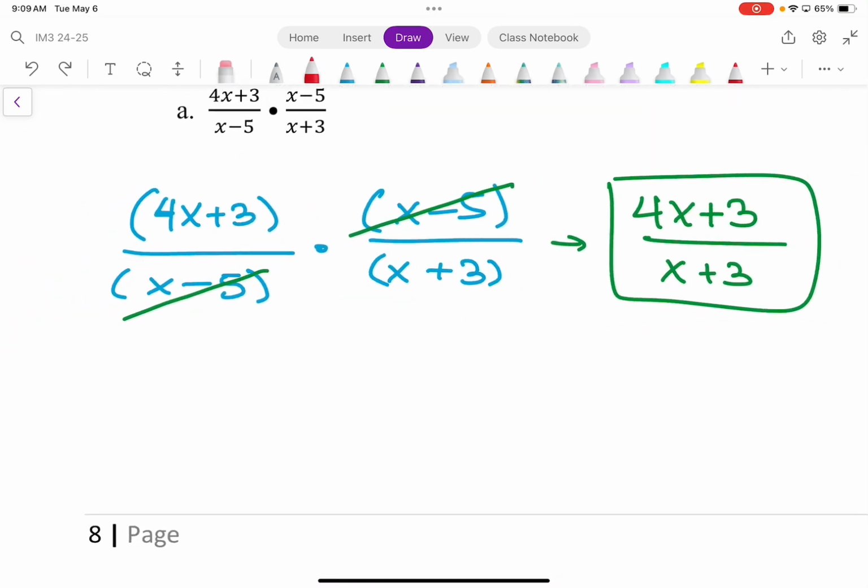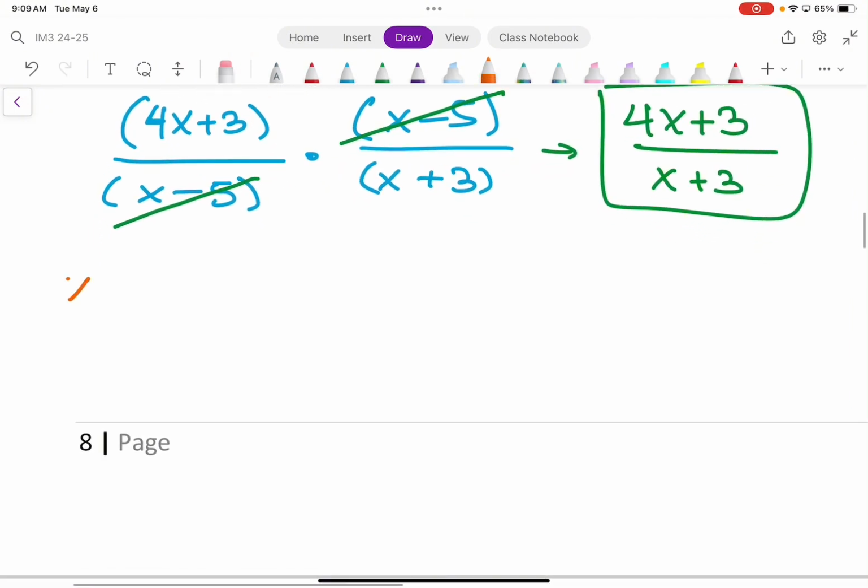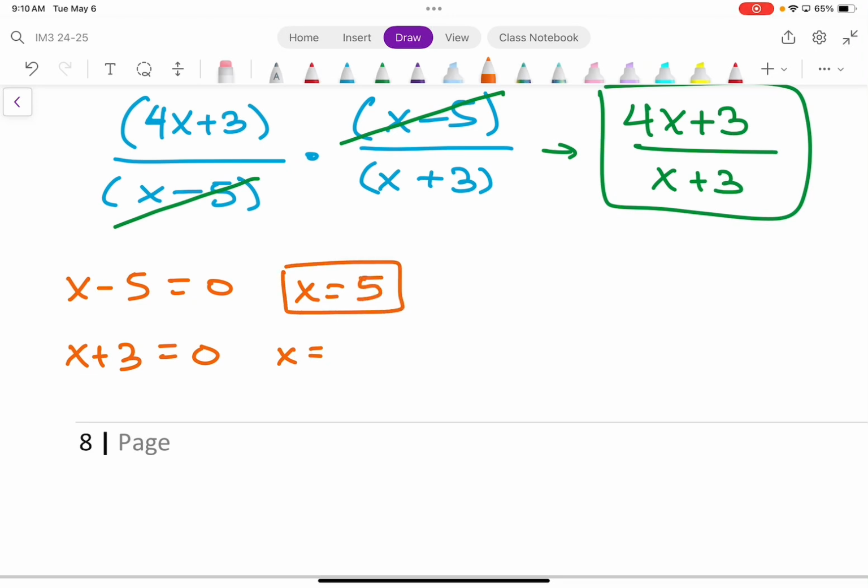Okay? Now, let's not forget, part of the instructions also ask us to state any excluded values. So let's go ahead and do that. You want to state the excluded values for the denominator, which would be x minus 5 and x plus 3. So set those equal to 0. The excluded values would be what? What's one of the excluded values? Go ahead. 5. And what's the second excluded value? Negative 3. Let's label those excluded values, and we're done.